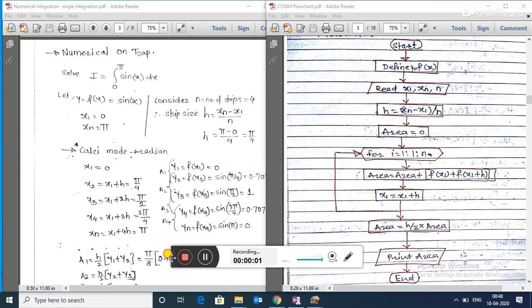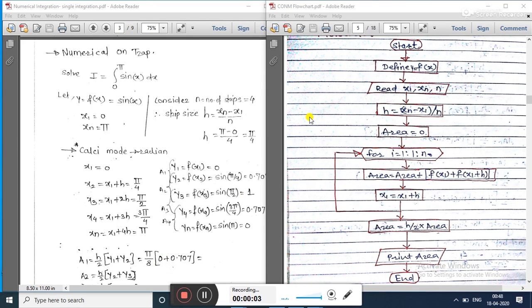Hello all of you. Here we are going to study the flowcharts of numerical integration, that is single integration. So let us start with the first one, the trapezoidal rule. So this is a flowchart of the trapezoidal rule. First we will go with the algorithm of this trapezoidal rule method.